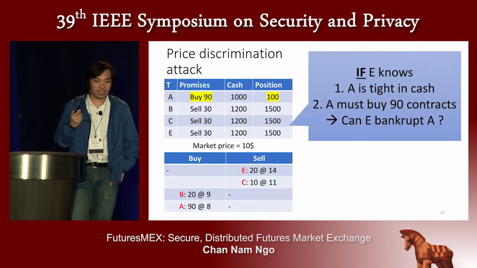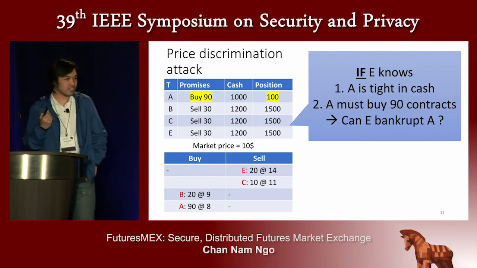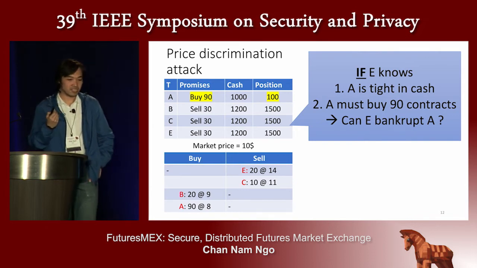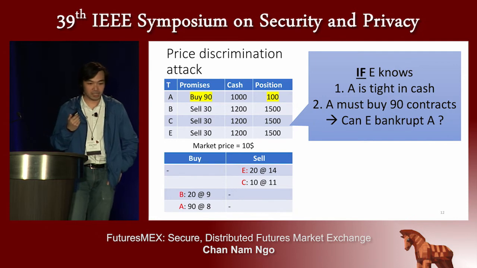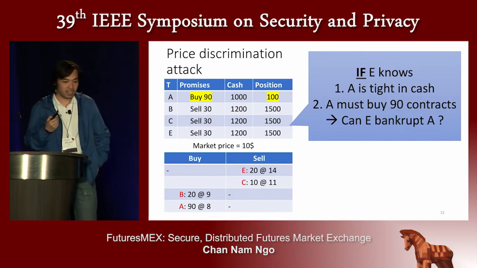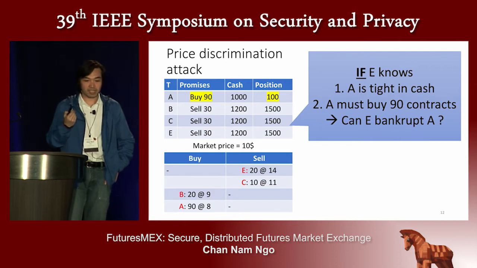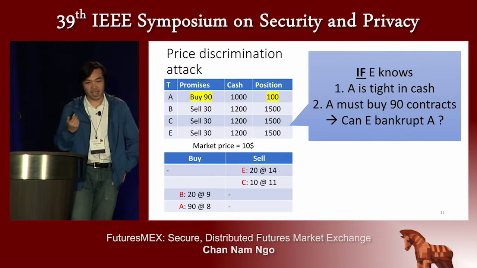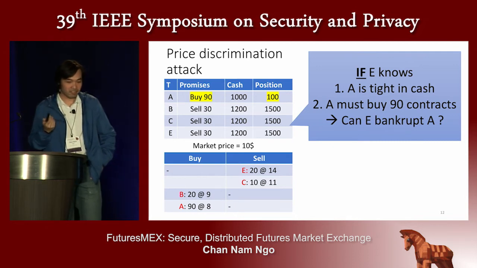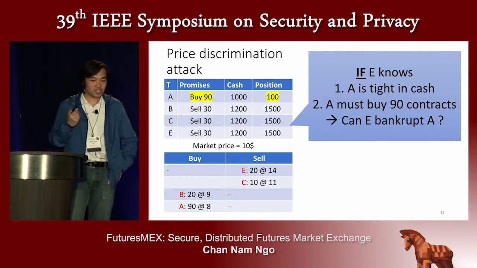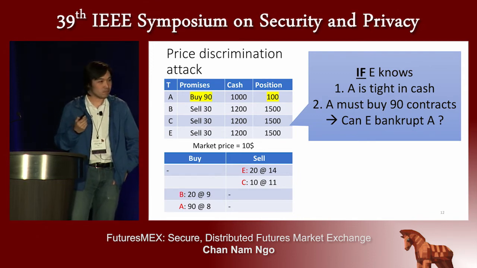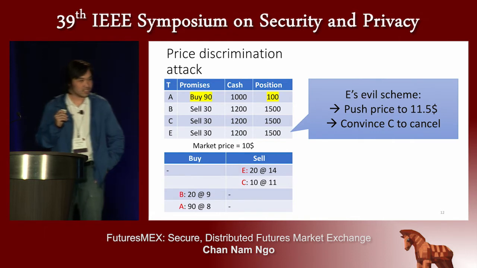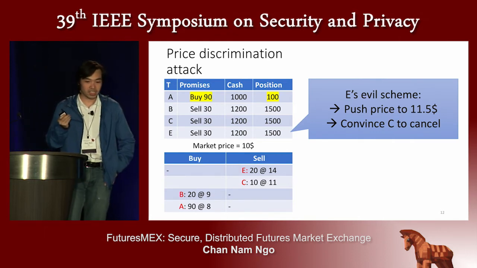So to highlight the importance of confidentiality and anonymity in the futures market, let's look at the following price discrimination attack. We have four traders, Alice, Bob, Charlie, and Eve here. If these two properties are broken, Eve can know that Alice is tight on cash, and Alice must buy 90 contracts back at the end of the day. So the question to ask here is, can Eve bankrupt Alice to take her money? The answer is yes, Eve can run an evil scheme to push the price to 11.5.